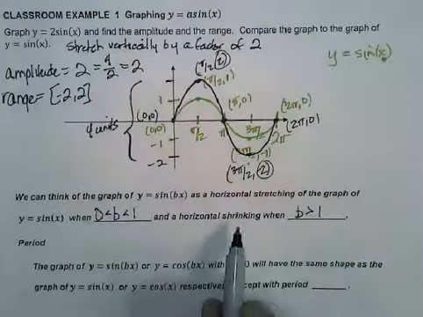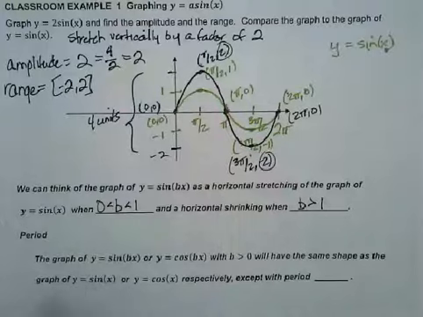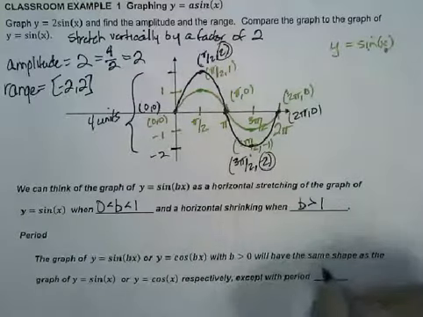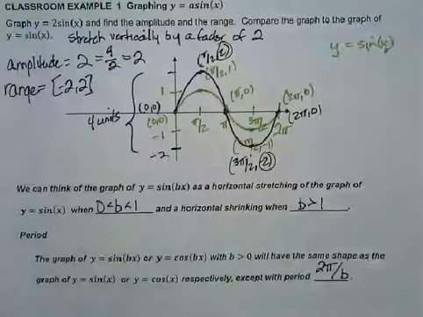Since this is going to do a horizontal stretch or a shrink, that means that it's going to affect the period of our graph. If we're looking at the graph of y equals sine bx or the cosine of bx with b greater than 0, it's going to have the same basic shape as sine or cosine, but it's going to change the period. It's going to take the original period, which was 2 pi, and divide it by b.